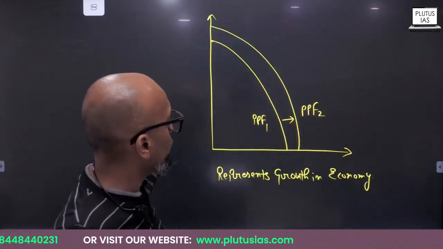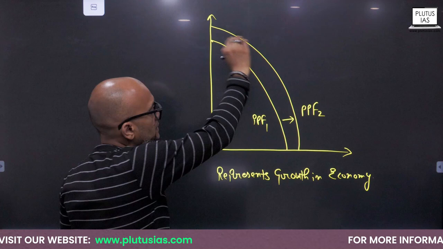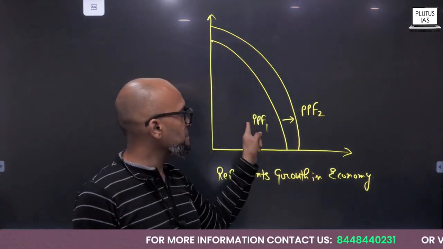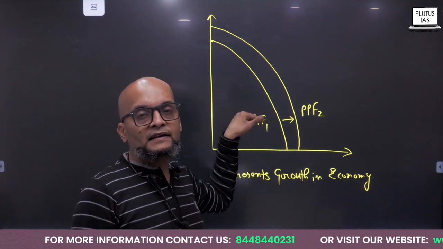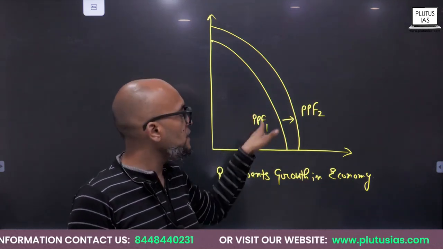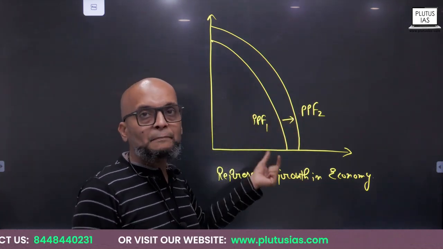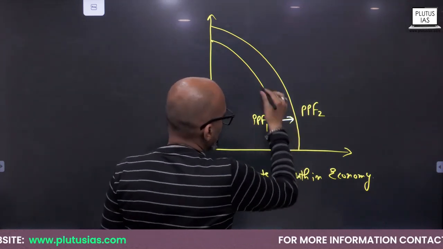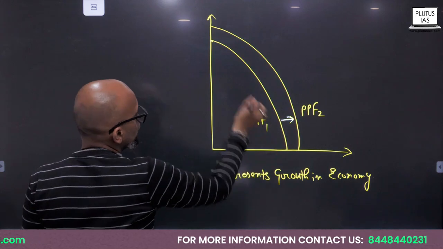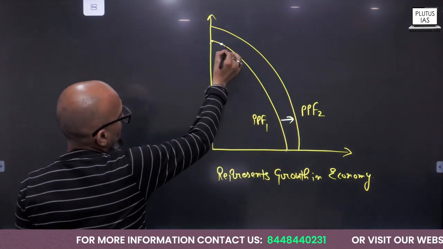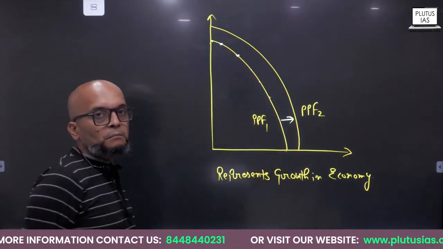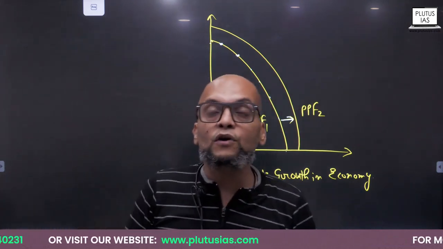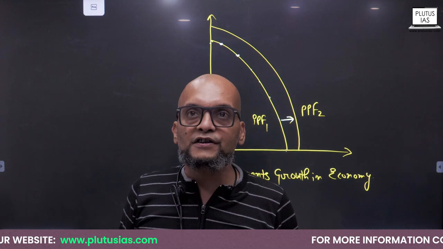Now look at this last point. I have represented here 2 PPFs of the same economy, and as you can see, the inside curve is PPF1 or PPC1, and the outside is PPC2. Now what is the meaning of it? The meaning is that the economy is growing. Yes or no? Initially with the use of its resources, the economy was manufacturing this many goods. But now production capacity has increased. The economy can manufacture more goods with the available resources.